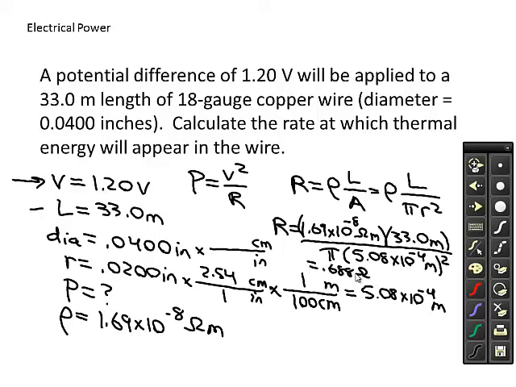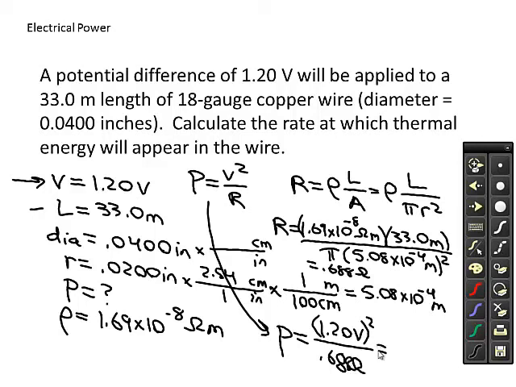Okay, so the power we can get, and I think you can answer it from here: 1.20 volts on top, make sure you square it, resistance on the bottom, 0.688 ohms. We get 2.09 watts.